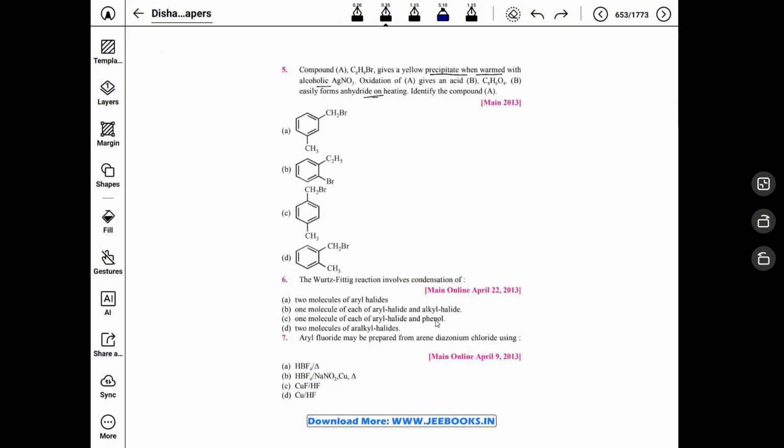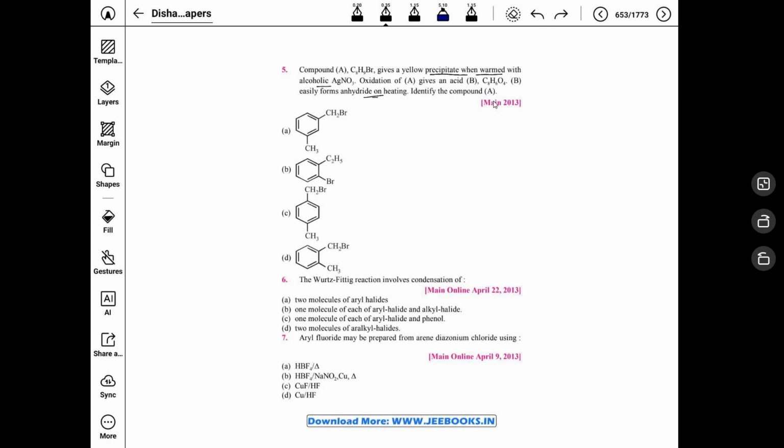Now moving to question number 5. This question is very interesting. Compound A, this is the formula of compound A, gives a yellow precipitate when warmed with alcoholic silver nitrate solution. Oxidation of A gives an acid. So after oxidation A gives B, which is an acid, and this easily forms the anhydride on heating. Identify the compound A.